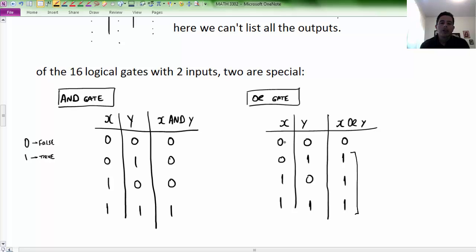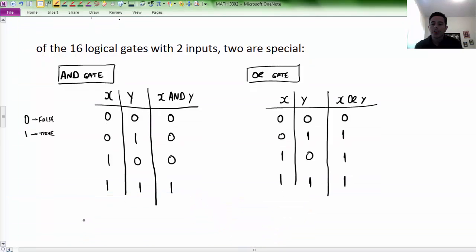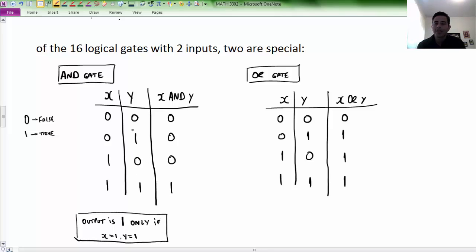If both inputs here, x and y, are zeros, then the output is 0. Okay. So one way to define it: we can say the output is 1 only if x is 1 and y is 1. Otherwise it's 0. That describes the AND gate.